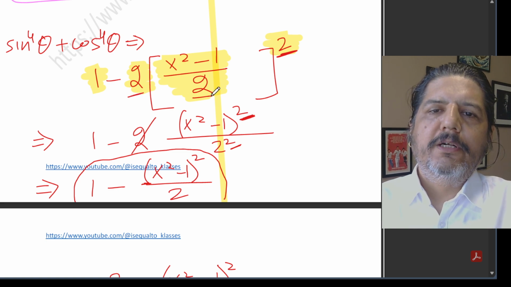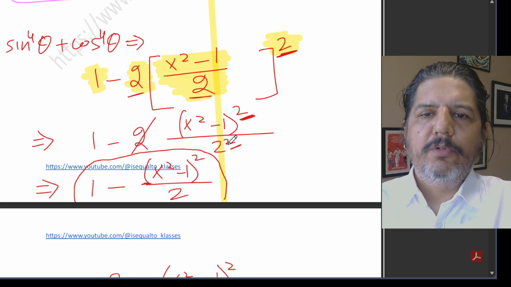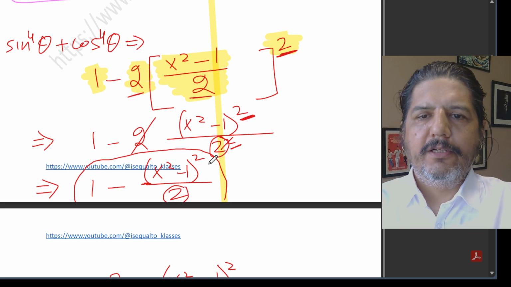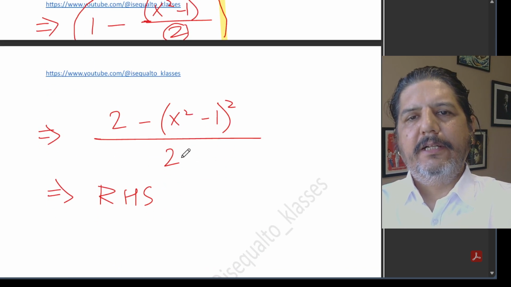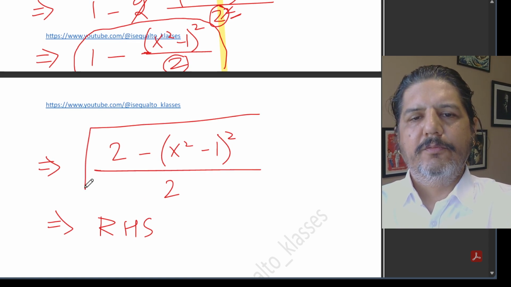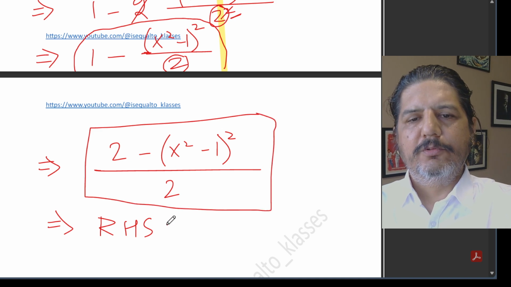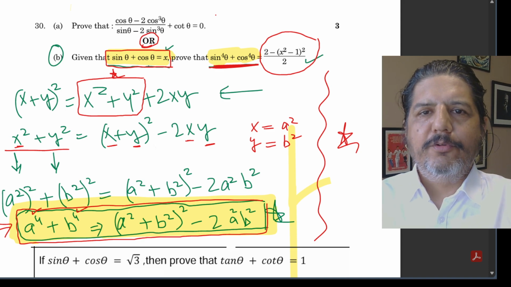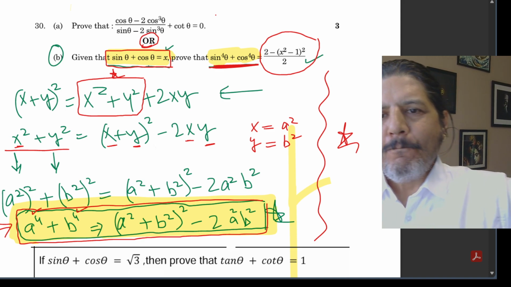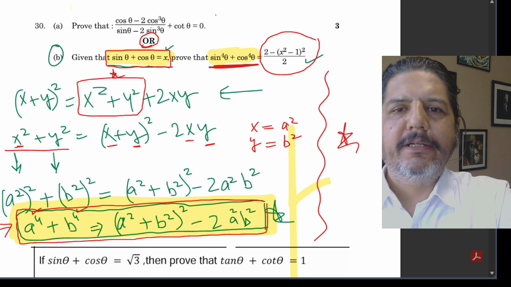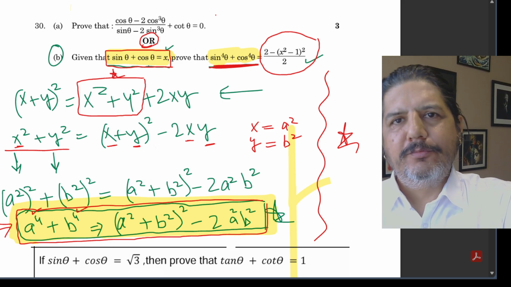Then this was a 2 and this became 2 square, and this 2 and this 2 cancelled and only 1 2 remained. This is here: 1 minus (x square minus 1) whole square. I took the LCM, 2 minus (x square minus 1) whole square upon 2. This was equal to the right hand side. So I've spent some time explaining this question because it is an interesting question, less of trigonometry and more of algebra. Let's move to the next question.